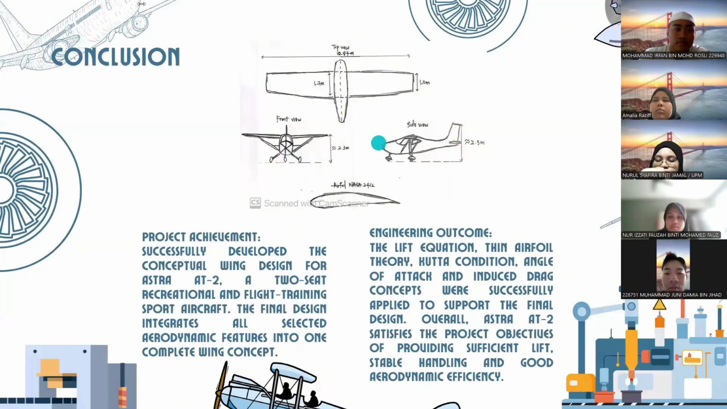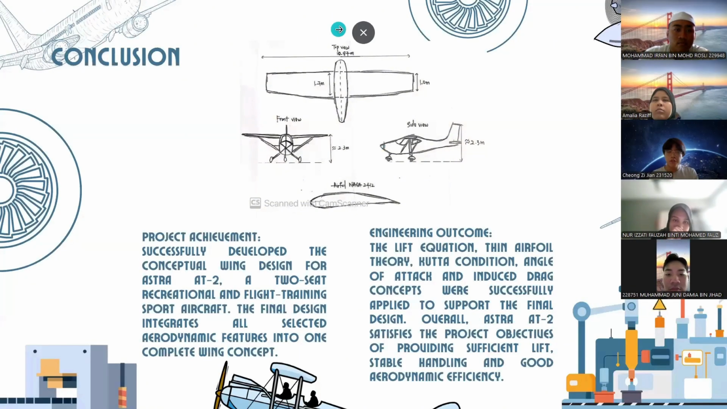Next, the other person. In conclusion, our team successfully developed the conceptual wing design for Astra AT-2, a two-seat sport recreational and flight training sport aircraft. Every major design decision was supported by the lift equation, thin airfoil theory, the Kutta condition, angle of attack, and induced drag concepts. Overall, this project demonstrates that fundamental aerodynamics theory can be successfully applied to develop a safe, stable, and efficient conceptual wing design.